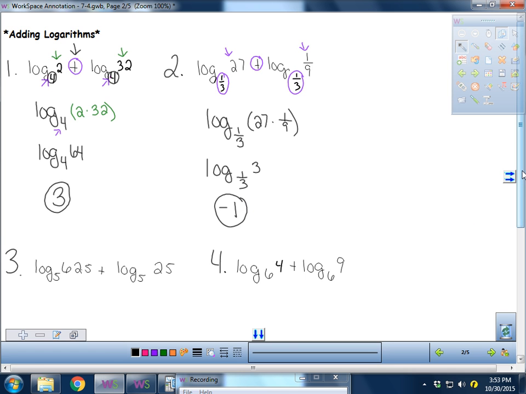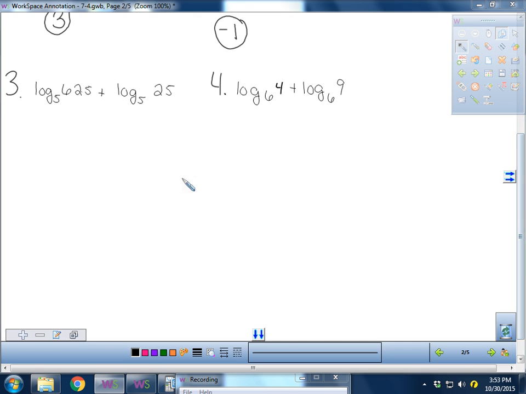All right, so let's try a couple more of those. I've got log base 5 of 625 plus log base 5 of 25. Again, I check to make sure that my bases are the same. So I have log base 5, log base 5. When I add those together, they still remain log base 5. I see that I am adding, so that means I'm going to multiply 625 times 25. That gives me log base 5 of 15,625.